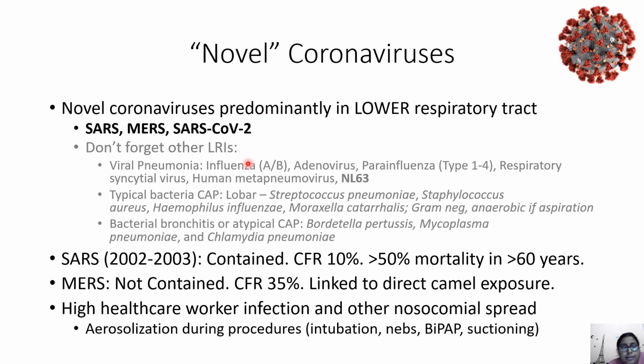The novel coronaviruses, predominantly in the lower respiratory tract, those are SARS-CoV. I think the SARS-CoV was detected in 2003. SARS-CoV-2 was detected in 2019, which led to the recent pandemic. Okay, so obviously there are other lower respiratory tract infections, such as viral pneumonia caused by influenza, adenovirus, and typical bacteria such as Haemophilus influenzae and all of these. So the SARS, yes, as I said, it was in 2003. MERS was not really contained, and there was a lot of nosocomial spread.